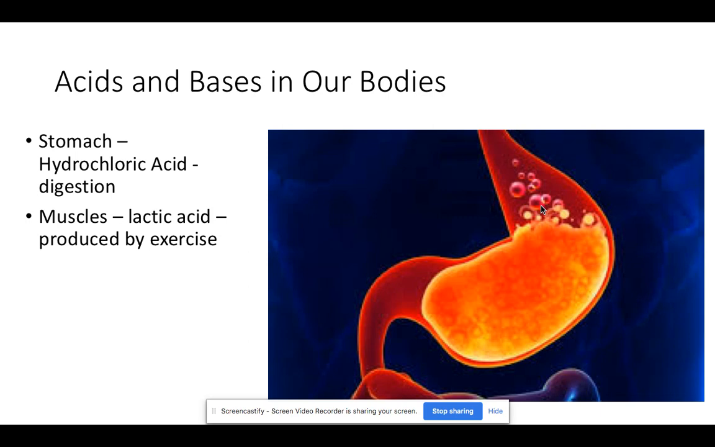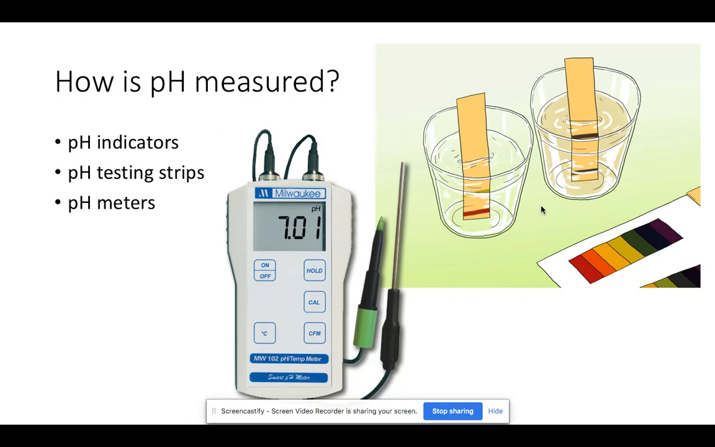In our body, acids and bases are very important. Our stomach produces hydrochloric acid, which breaks down our food and aids in digestion. And our muscles produce lactic acid, which is the thing that makes your muscles sore when you exercise a lot.